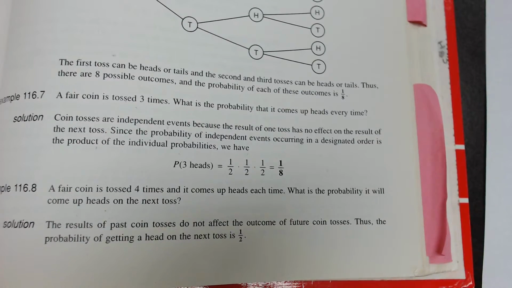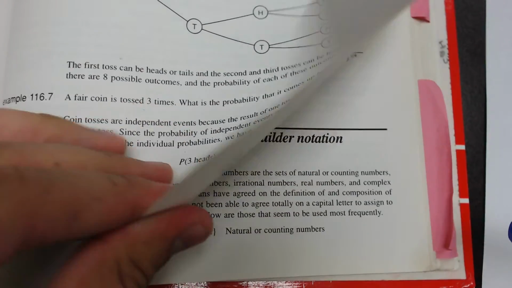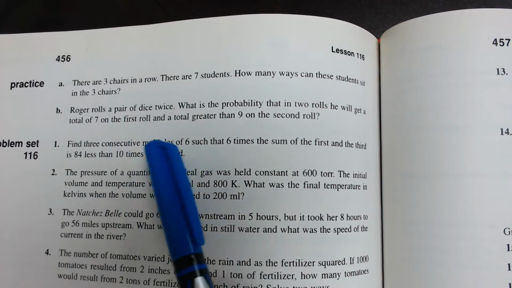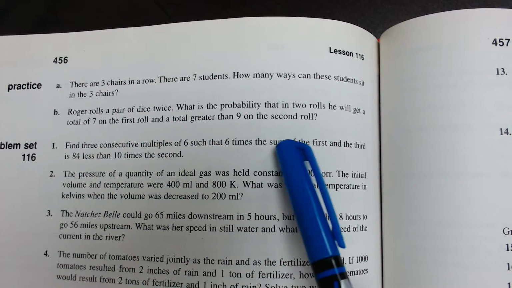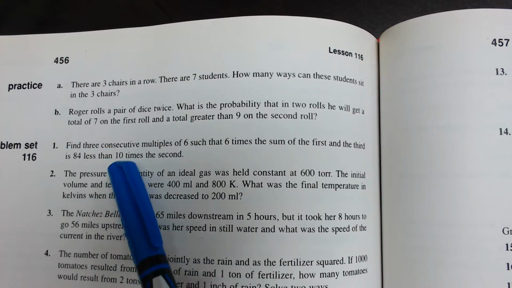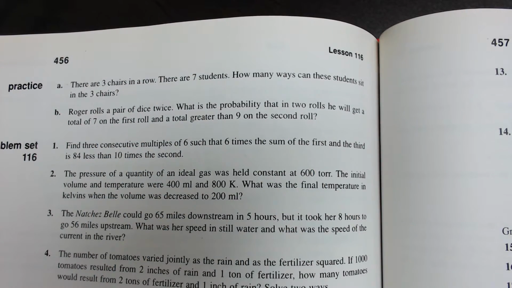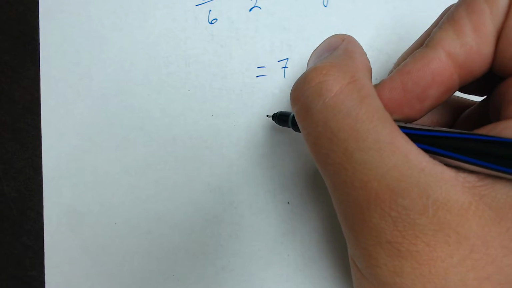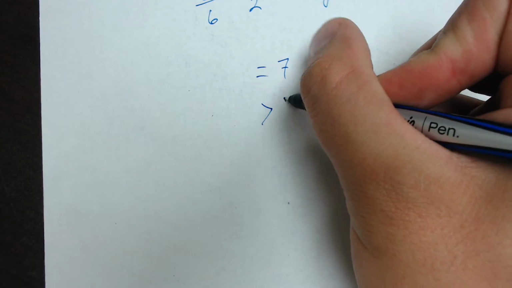To give you an example, I want to try to find not a coin toss. Let's find something a little bit different. Okay, here, let's do practice B. Roger rolls a pair of dice twice. What is the probability that in the 2 rolls he will get a total of 7 on the first roll and a total greater than 9 on the second roll? All right, so this is a good one. So we're looking for 2 probabilities, right? We want to know the probability of 7 on the first roll, and then on the second roll we want a probability that is greater than 9.